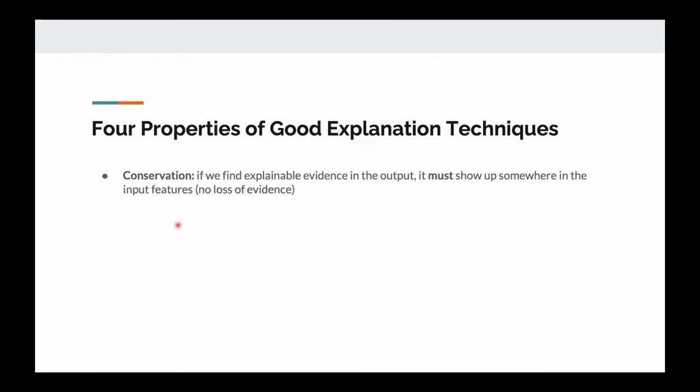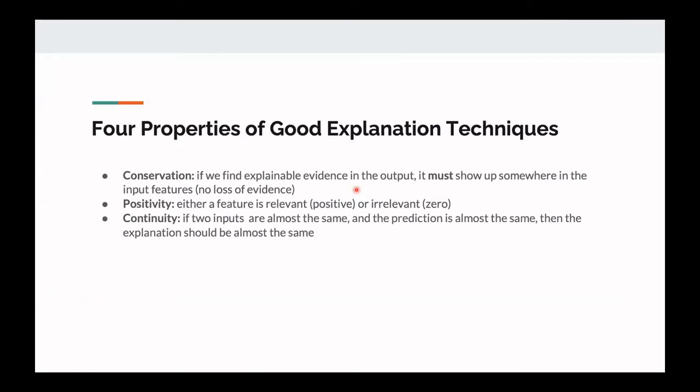The first one is the idea of conservation. So if we find explainable evidence in the output, it has to show up somewhere in the input. There can't be any loss of evidence. And this is a big one that they talk about through the paper and how this is actually enforced. The next one is the idea of positivity, which is that either a feature is relevant or it's not. Pretty straightforward. Continuity is the idea that if two inputs are almost the same and the prediction is almost the same, then the explanation should also be almost the same.